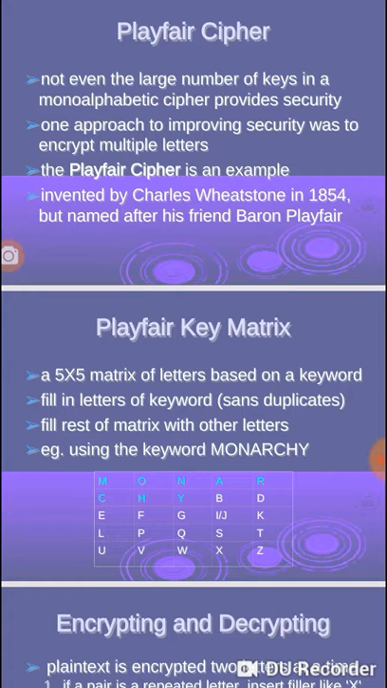Even a large number of keys in a monoalphabetic cipher does not provide security, but one approach to improving security was to encrypt or decrypt multiple letters. So at a time it can take two letters for the encryption. The Playfair cipher is an example, invented by Charles Wheatstone in 1854, but named after his friend Baron Playfair.